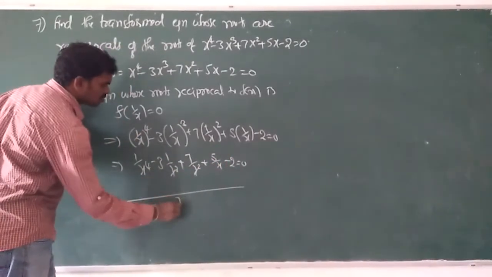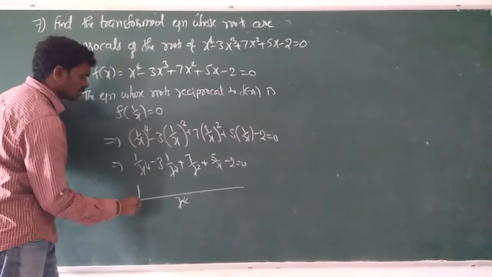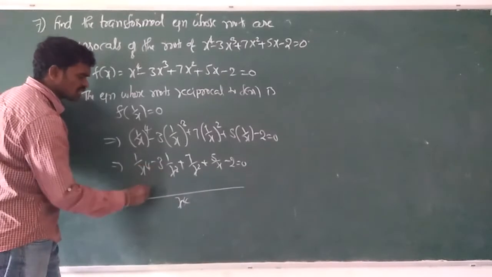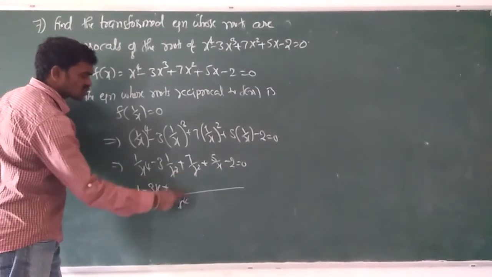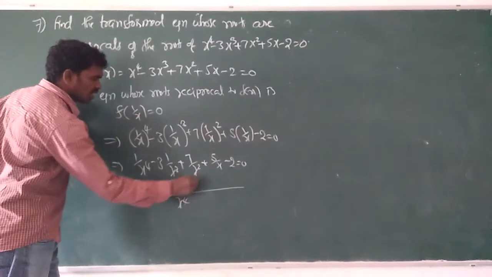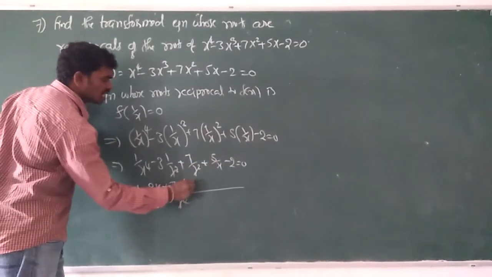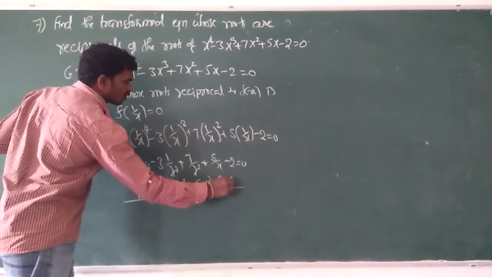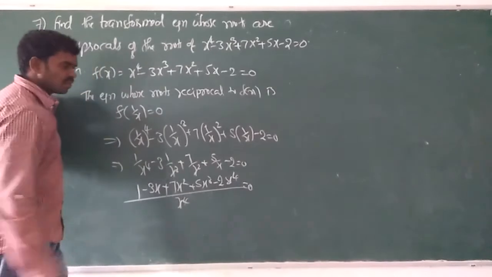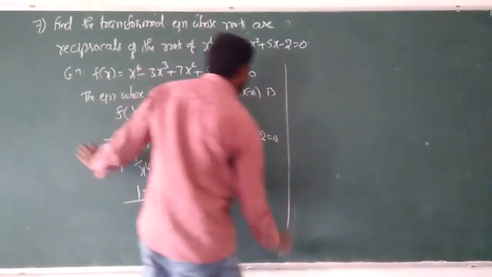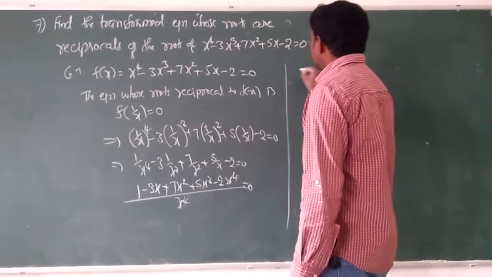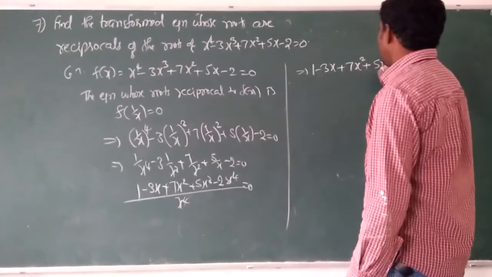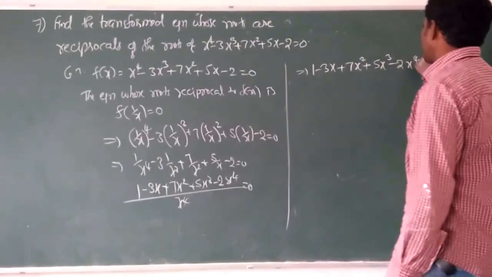So what is the LCM in all terms? x power 4. So x power 4 into 1 is 1. Here x cube in the table, x into minus 2, minus 3x. Plus x square into x square, so 7x square. x into x cube, so 5x cube. Then x power 4 into minus 2 gives minus 2x power 4. So it becomes 1 minus 3x plus 7x square plus 5x cube minus 2x power 4 equal to 0.